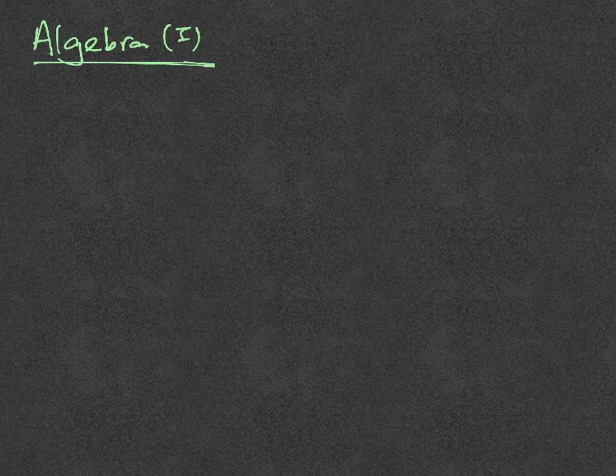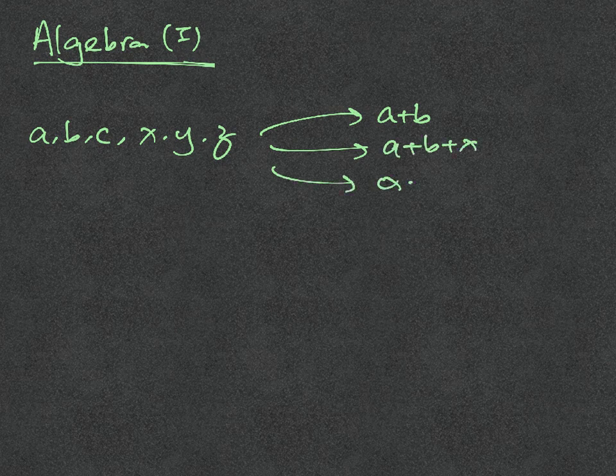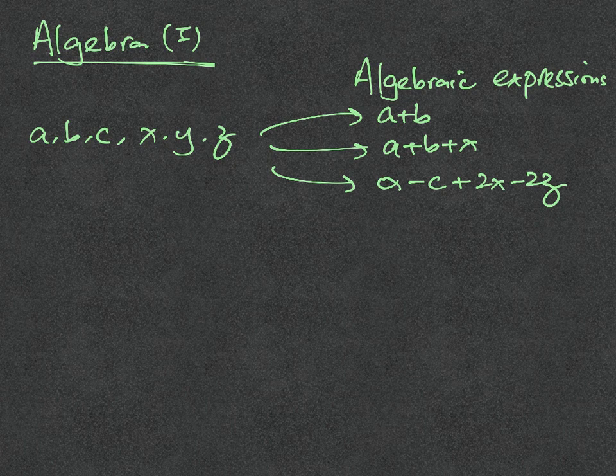In algebra, we can use different letters to represent unknowns. For example, we may use A, B, C, X, Y, Z, etc. to make different expressions, which are called algebraic expressions. For example, we can have A plus B. We may have A plus B plus X. We may have A minus C plus 2x minus 2z, etc. All of them are called algebraic expressions.